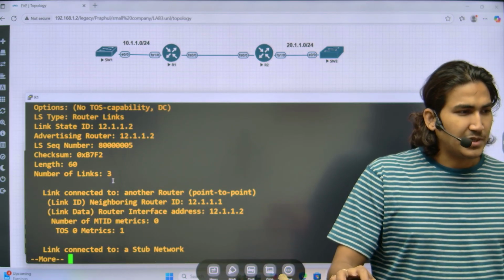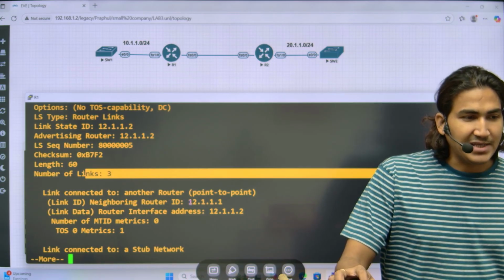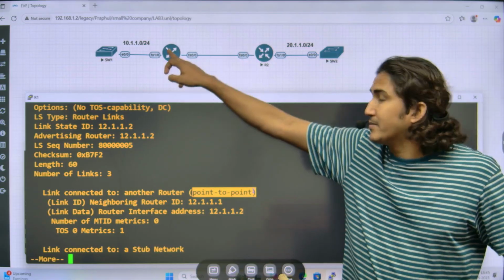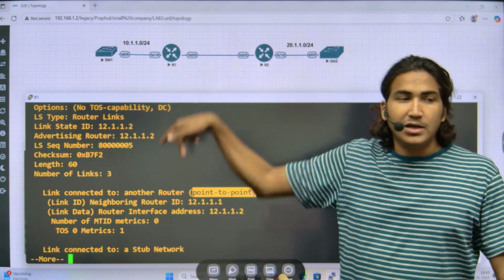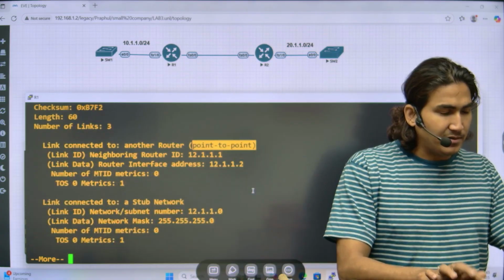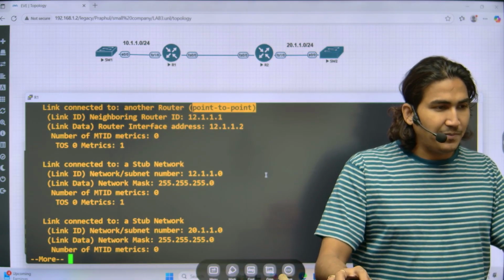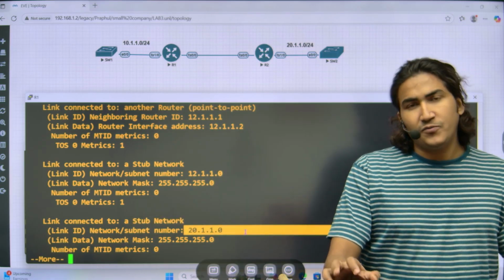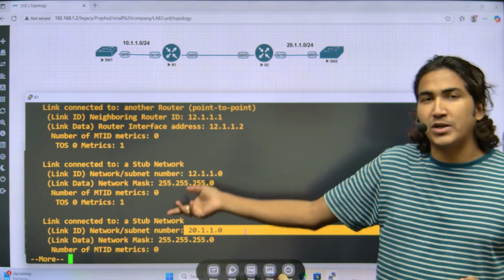12.2, number of links is 3. One is 12.1, which is the point to point. You can see it is talking about R1, and one is the 12 connected network, a stub network. This is also a stub network. The 22 are stub, and one is point to point, their neighbor.